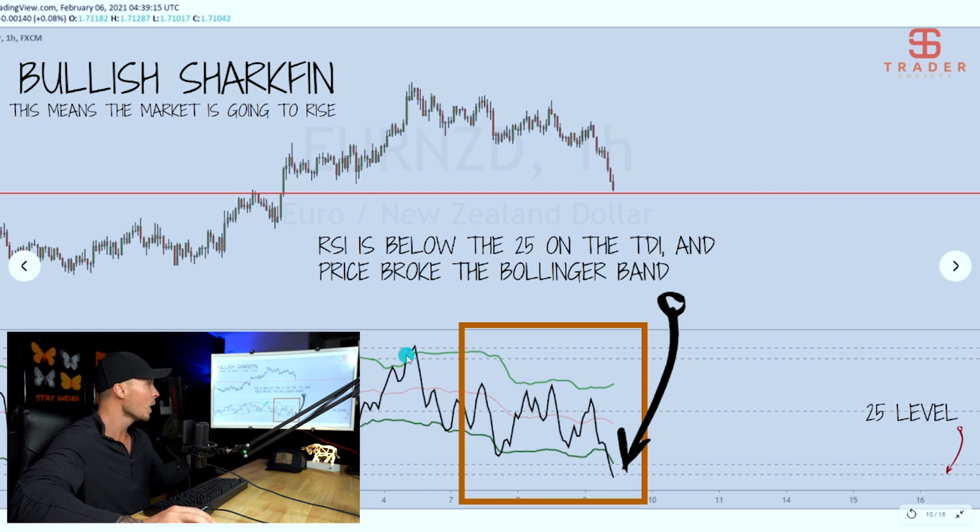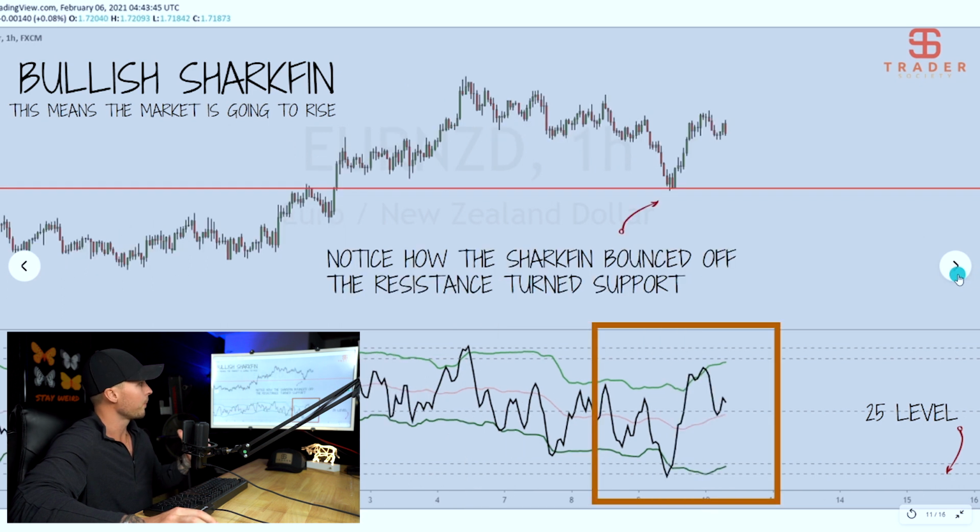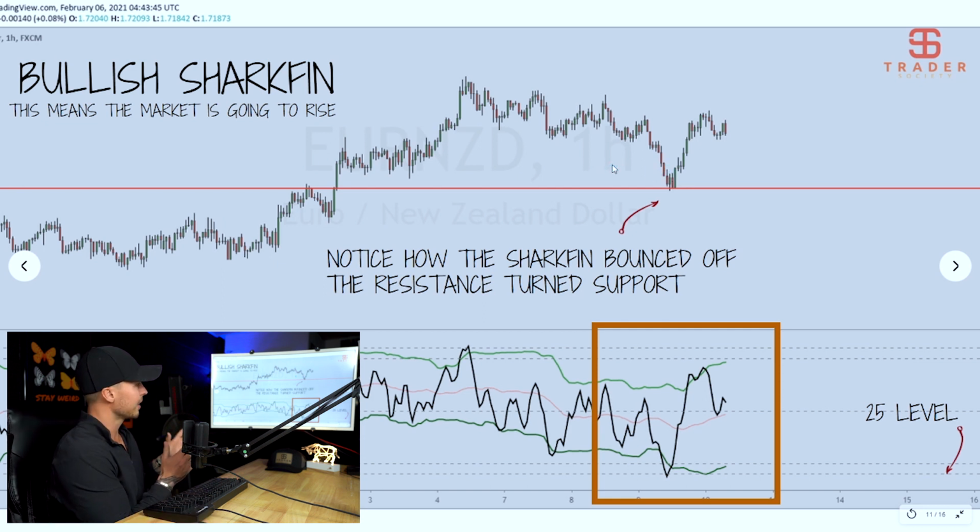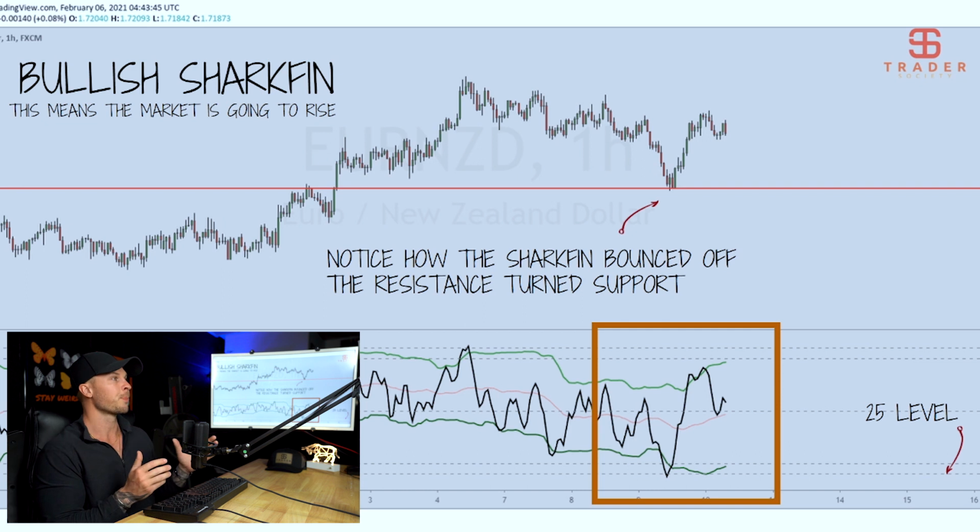Okay, so as you can see here, we have a shark fin at the top right here. Obviously played out very beautiful. Now we have a shark fin at the bottom right here. Resistance turns support. And the trade played out perfectly, exactly how shark fins play out. I mean, this stuff is really top notch, especially for traders like me.